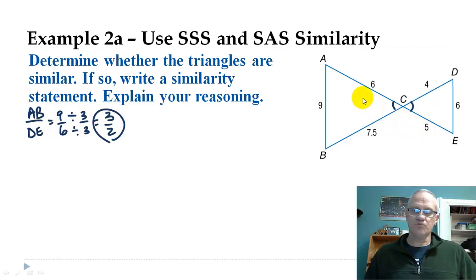And if you notice here, just real quickly, we'll look at this. If it was matched up where side AC matched up with CE, that would be 6 to 5. Would that be 3 to 2? No, that's pretty easy to tell. That's not going to work. So let's look at the other one.